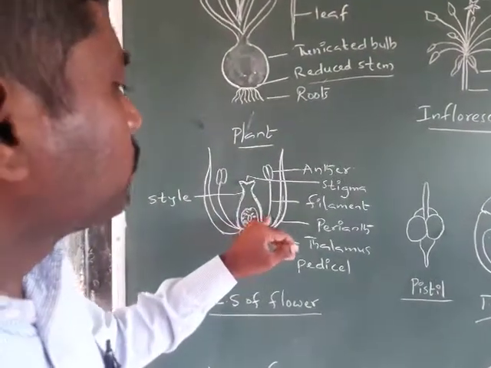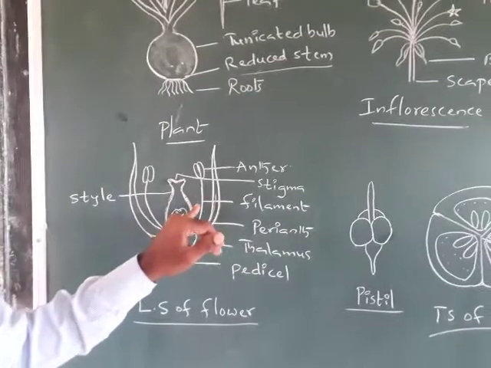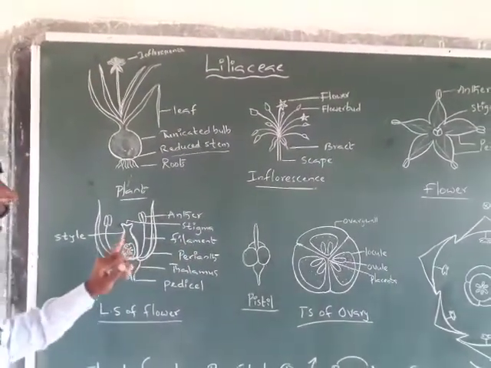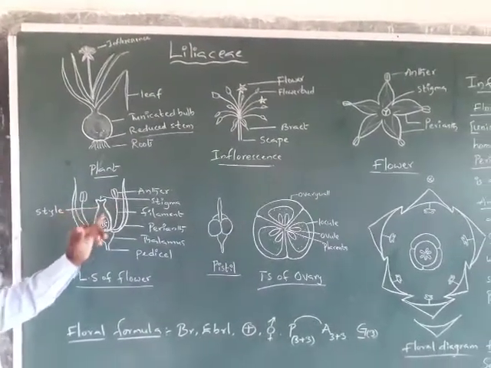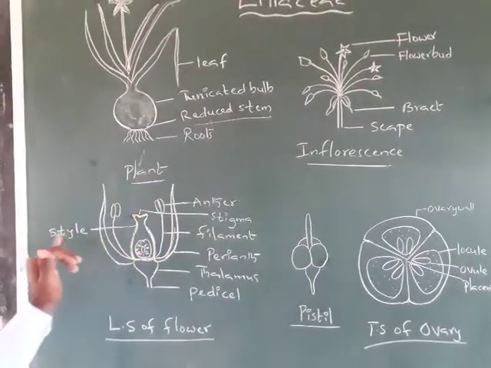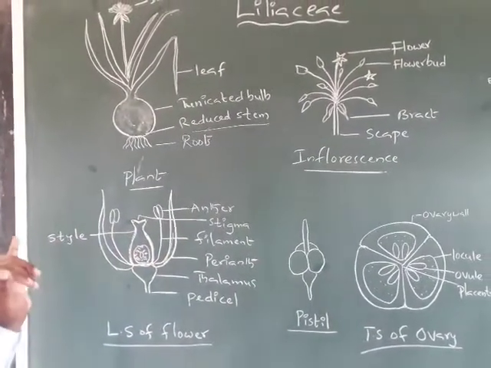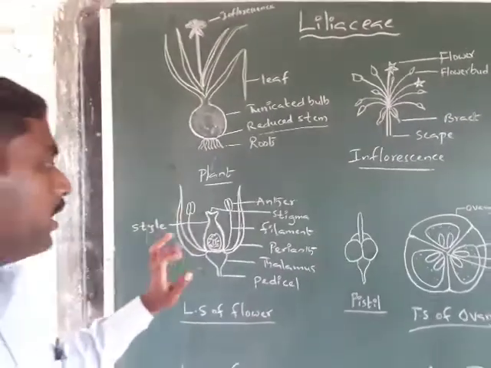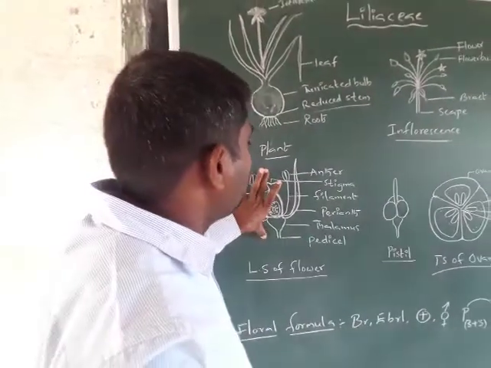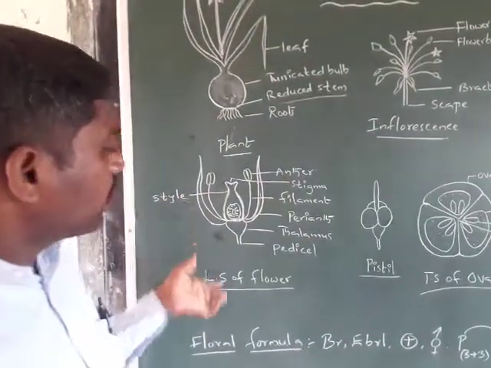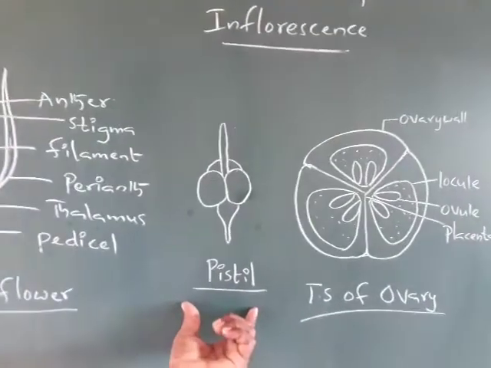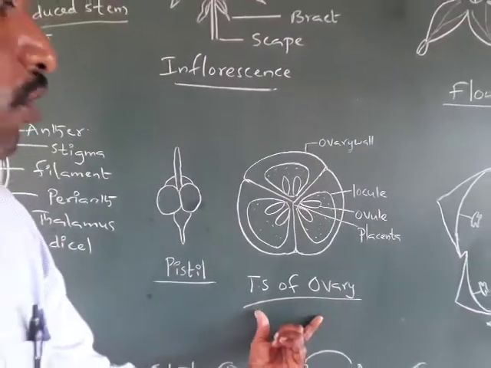And the next whorl is the anther. Here it is the stamen. Stamen consists of anther and filament. And the next whorl, here it is the ovary. Here the stigma is there, and style is there, and the ovary is there: stigma, style, and ovary. Here it is the LS of the flower. We are discussing the floral parts from the LS of a flower. And here it is the pistil structure.